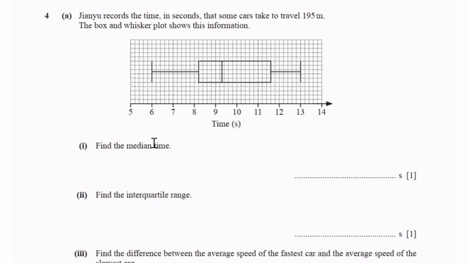Question 4 says, Gianni records the time in seconds that some cars take to travel 195 meters. The box and whisker plot shows this information. Find the median. So the median is basically this value, over here in the middle.